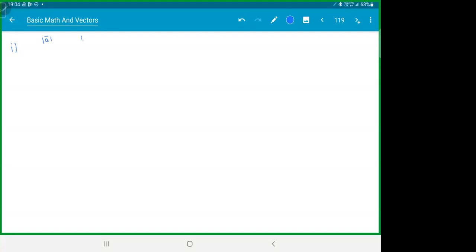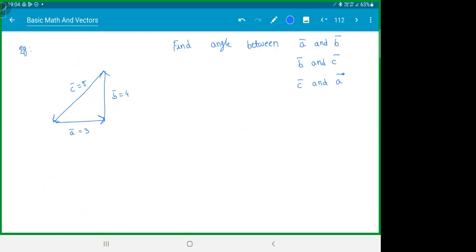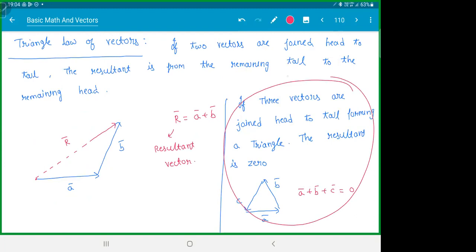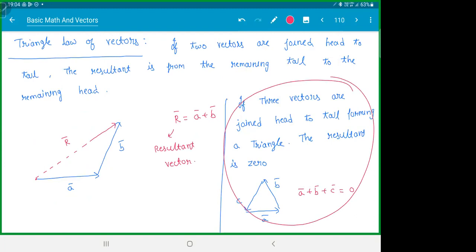The mod A, mod B, mod C, you're saying all 3 are 3, 3, 3. We wrote a statement here today. Can you just read the statement? If 3 vectors are joined head to tail forming a triangle, the resultant is 0. That means if I give you just 3 magnitudes and don't tell you any angles, if they can form a triangle, then you get a 0 resultant.